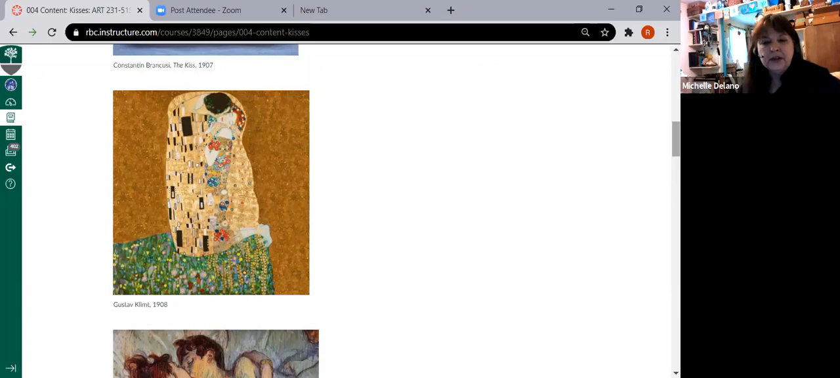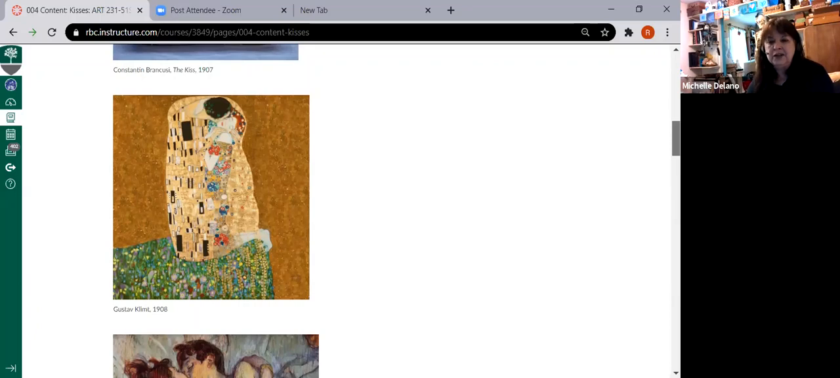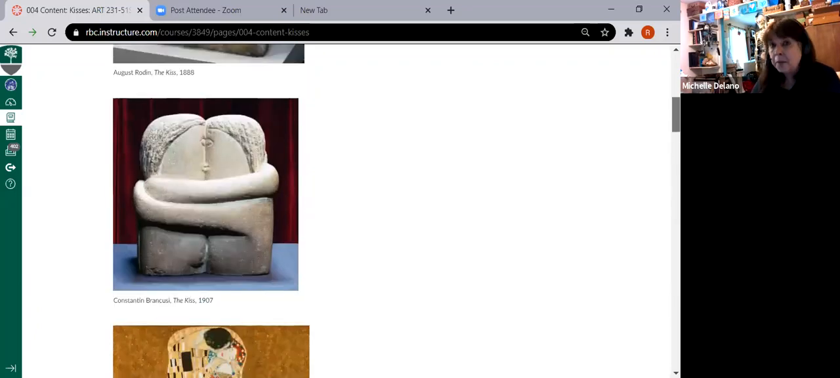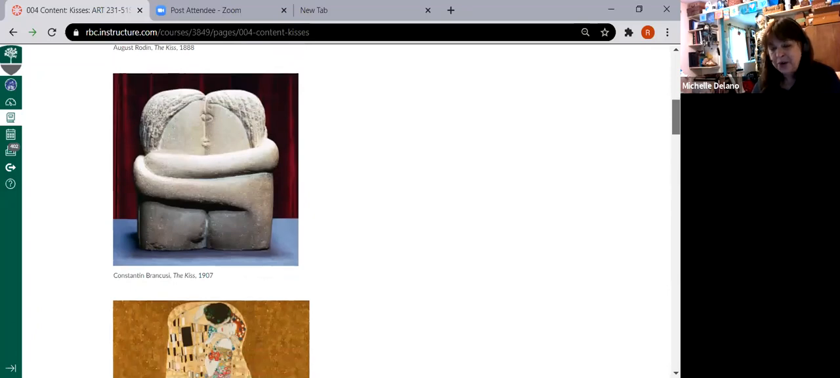And so it looks like they're almost cocooning. And this kind of feels like the beginning of love, when everything seems beautiful and bright, and you're so happy because this person is in your life. So this kiss feels like a new couple, and this kiss feels like a couple that's been there for a while.